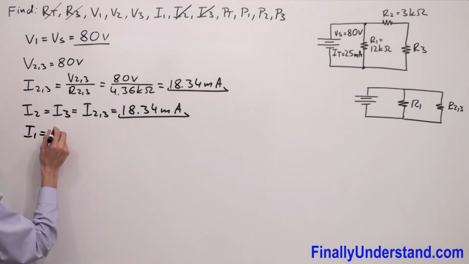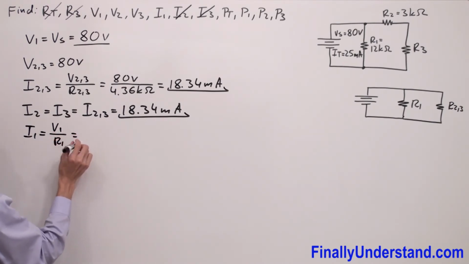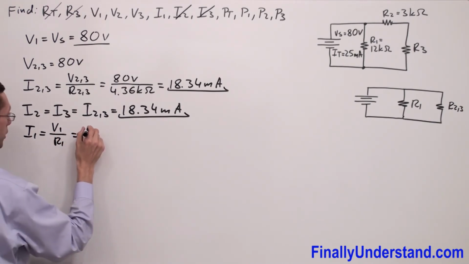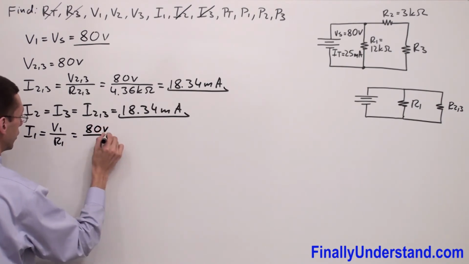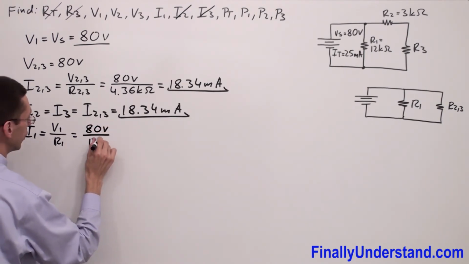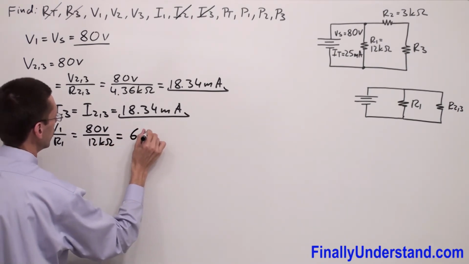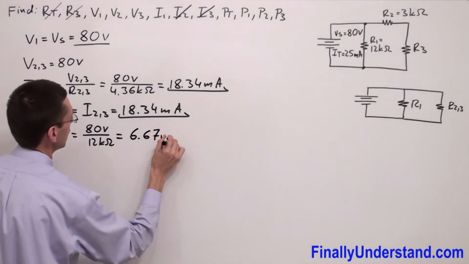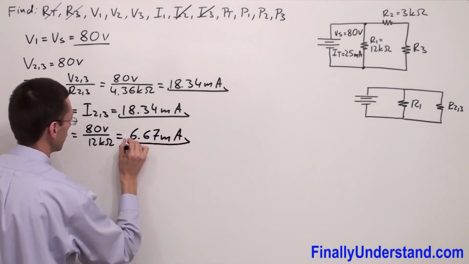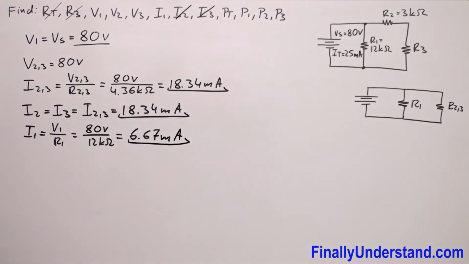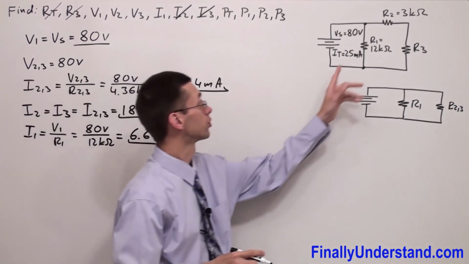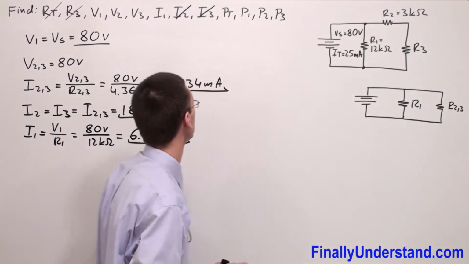I1 is equal to the voltage across resistor 1 over R1. V1 is equal to 80 volts over R1, 12 kiloohms. This is equal to 6.67 milliamps. Next, we're supposed to find the voltages across resistor R2 and across resistor R3.